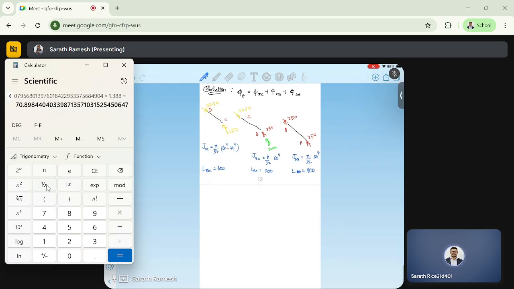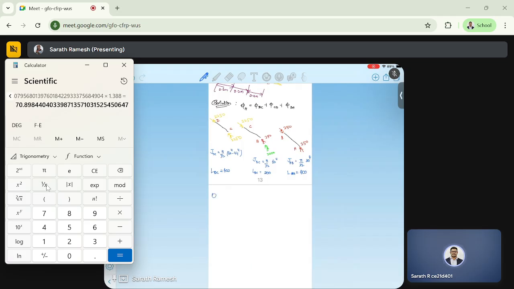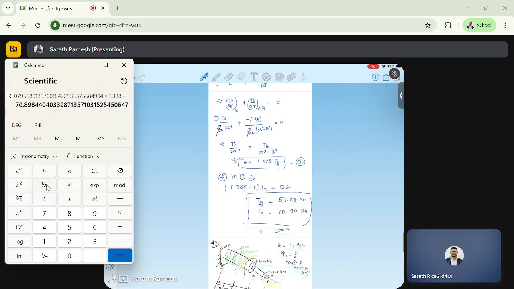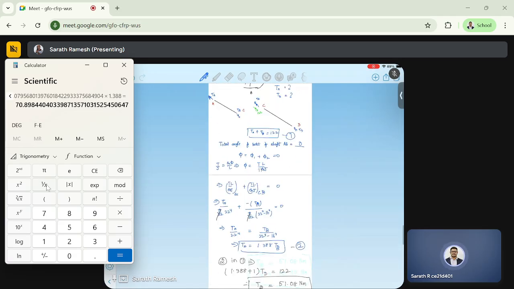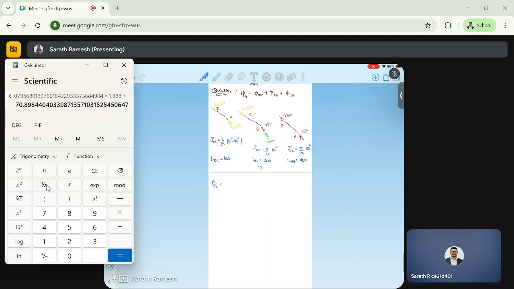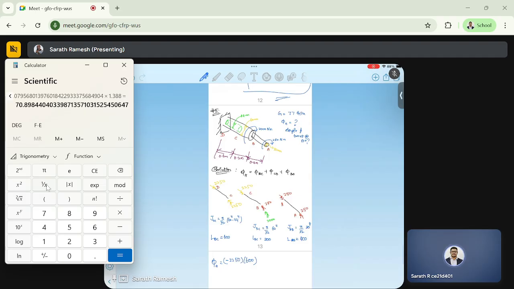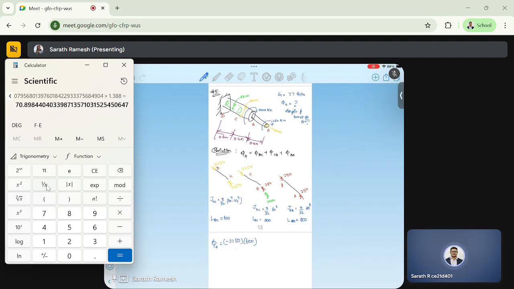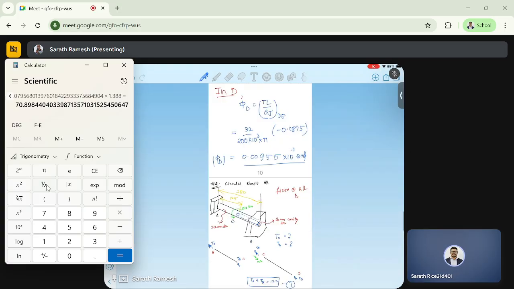Right, now this will help us to solve. So phi A will be, what is that? TL by GJ. T is there, so minus 2250 into 600. This is Newton meters only, right? Yeah, Newton meters. So into 10 power 3, I should write. Oh, okay.